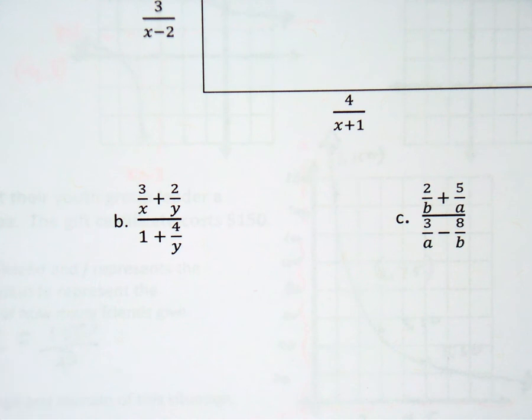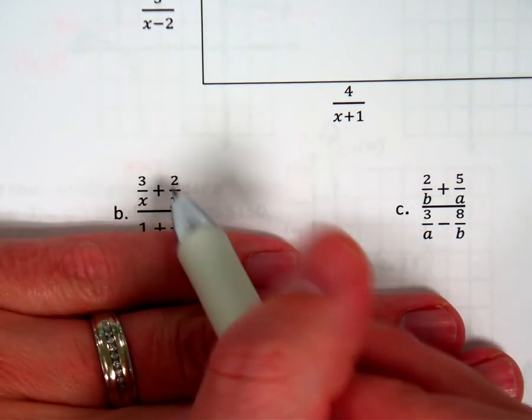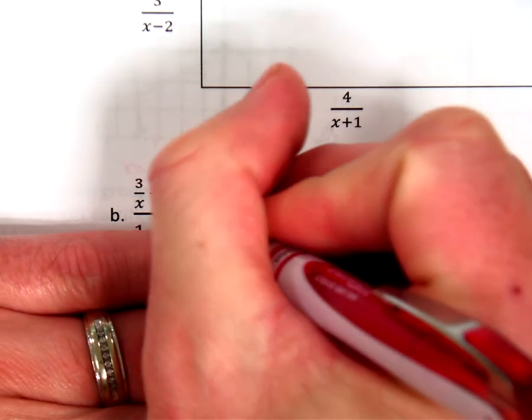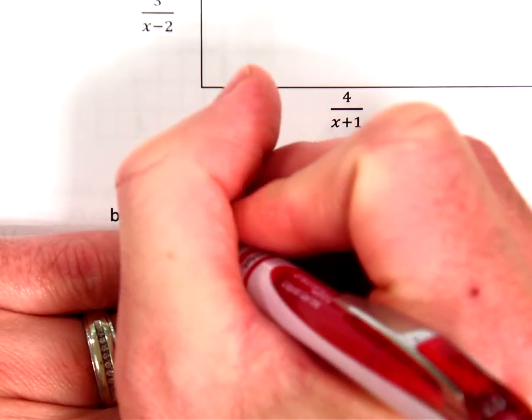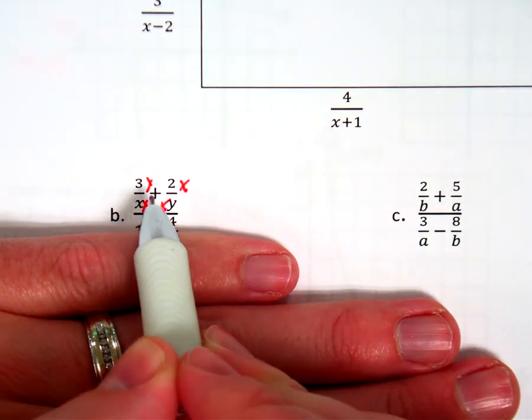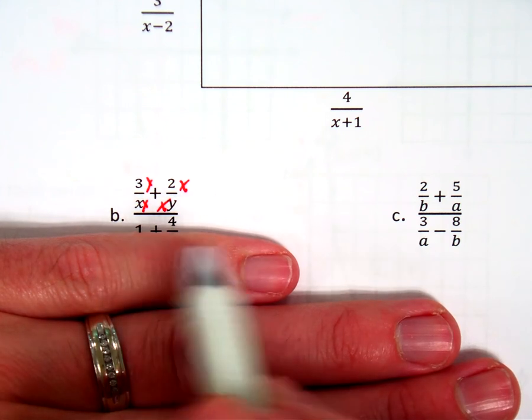Okay, so just paying attention to the top. 3 over x plus 2 over y. Okay, this side's going to need an x. This side's going to need a y. So we're going to have 3y plus 2x. Our common denominator there is just xy.